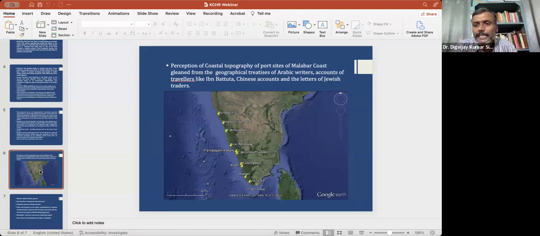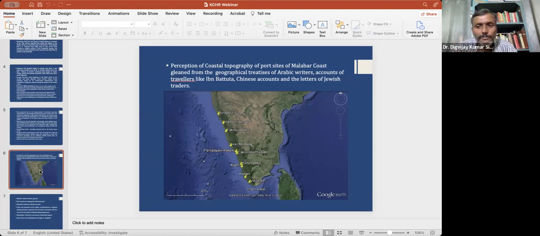So this can be interpreted in a way that even though they have not really visited the port towns of the Malabar, they have a fairly accurate idea of these port towns. And the reason why they had a fairly good idea of the port towns of the Malabar is simply the intensity and the dynamism of the linkage that the Malabar had with the other regions of the Western Indian Ocean, and the frequency of the travel.